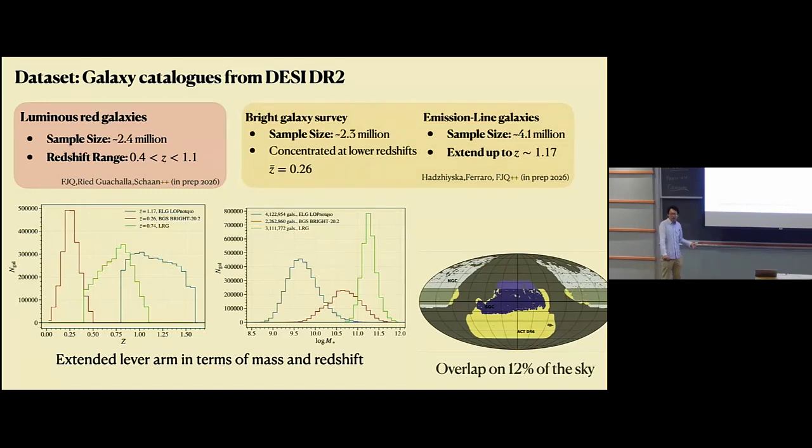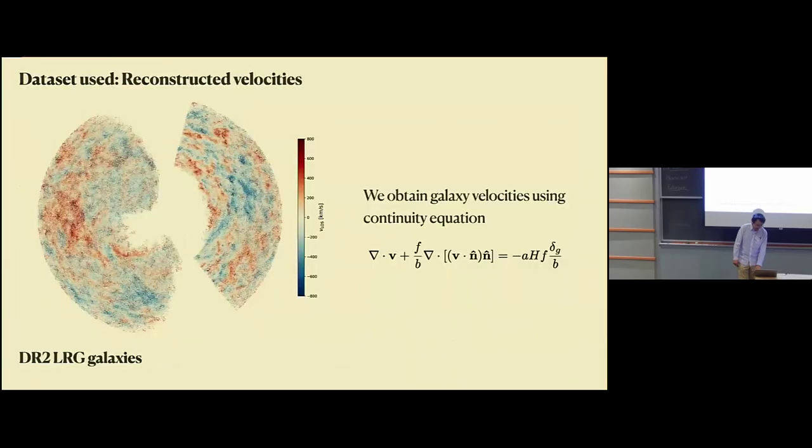A nice point of this analysis is that we have a huge lever arm, both in terms of redshift coverage, going from low redshift with the BGS up to 1.7 with the ELGs, as well as a range in mass. So this is a very exciting program in terms of the measurements we are making, and in terms of different types of galaxies. The ELGs are lower mass star-forming galaxies, the BGS are more extended in redshift and also in mass, and the LRGs sit in between. So this is a very exciting data set.